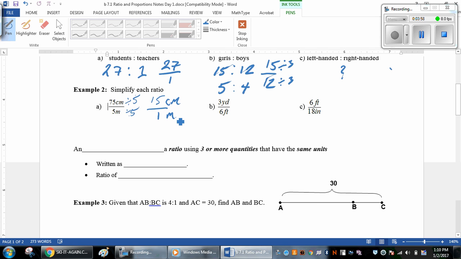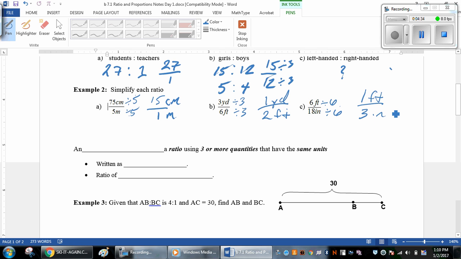Then our next one, we have 3 yards for every 6 feet. If we simplify this, we see the 3 over the 6. 3 goes into both of these. We just divide by 3. Again, this is just like simplifying a fraction. So we have 1 yard up on the top, and we have 2 feet on the bottom. That's all there is to it. Keep those units with those, so that's very important when we're working with ratios. And now I have 6 feet for every 18 inches. I'm going to divide those by 6, which goes into both. 6 divided by 6 gives me 1 foot for every 18 divided by 6, which gives me 3 inches.